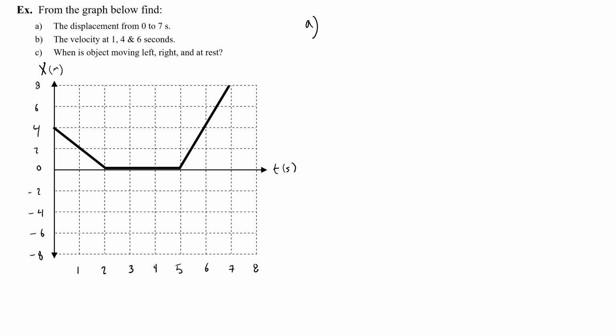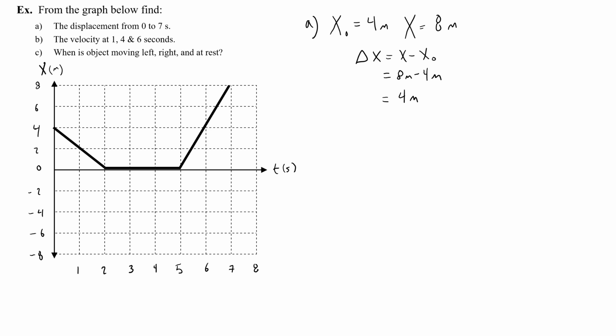Well, at 0 seconds, I can see that I have a position of 4. So I would say x naught is 4. Then here, at 7 seconds, I have a position of 8. So I would say my final position is 8. Now, the displacement, delta x, is x minus x naught. So 8 meters minus 4 meters. And that's going to give me a displacement of 4, which is, if I start here and then I go up here, I have gone up from 4 to 8. So my displacement is 4.